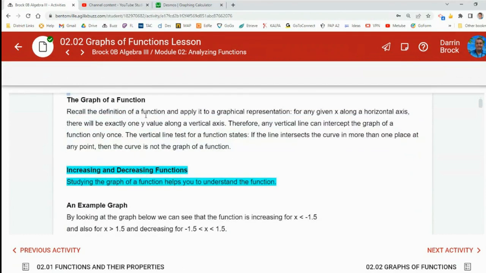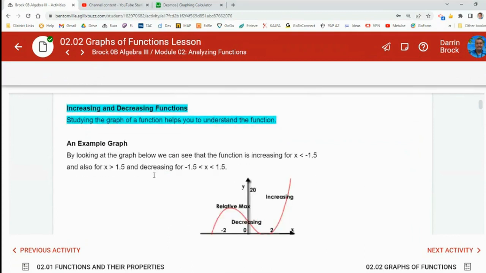The graph of a function. Recall the definition of function and apply it to a graphical representation. For any x, there will be exactly one y on the vertical axis. So on the graph, it'll only cross once when you put a vertical line. So let's talk about how we classify functions. We classify them as increasing or decreasing functions, and that's always going from left to right.